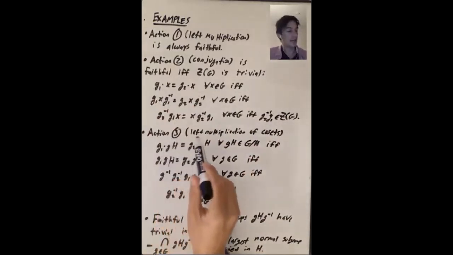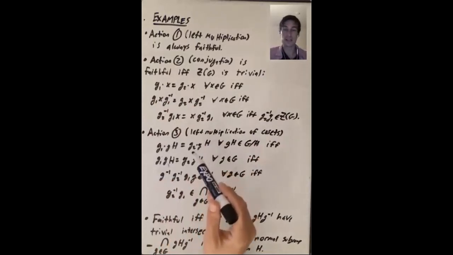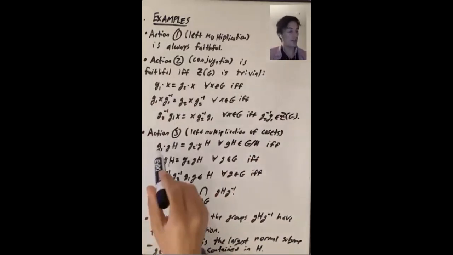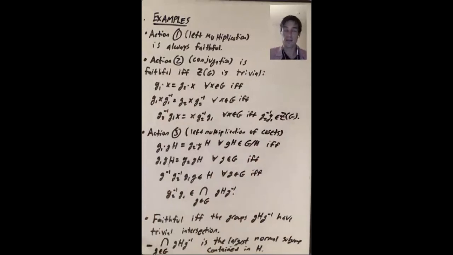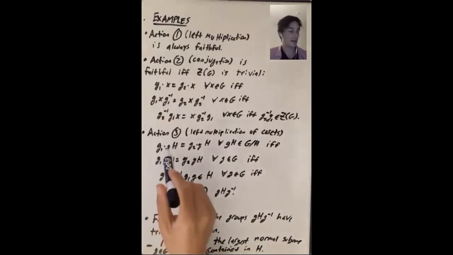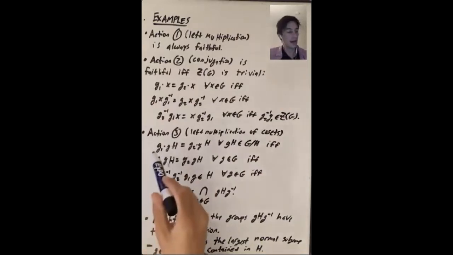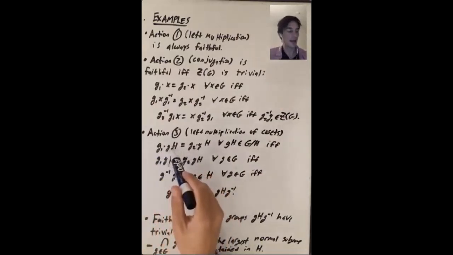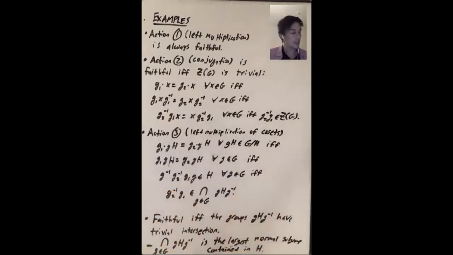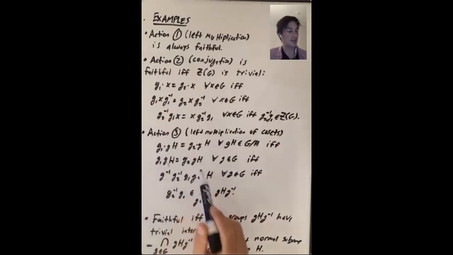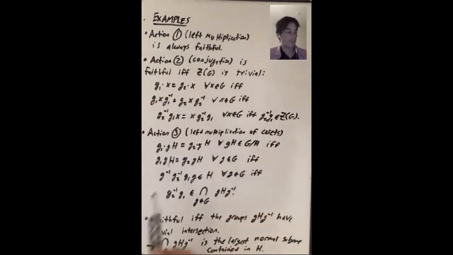Okay, action three. G acts on the coset space G mod H by left multiplication. So what does it mean for two elements g1 and g2 to act the same way for every x in our coset space? Well, what do those cosets look like? They're some elements of the group, little g times H. So g1 and g2 act in the same way on the left coset of H containing g if and only if the left coset of H containing g1 g and the left coset of H containing g2 g are the same for all g in the group.